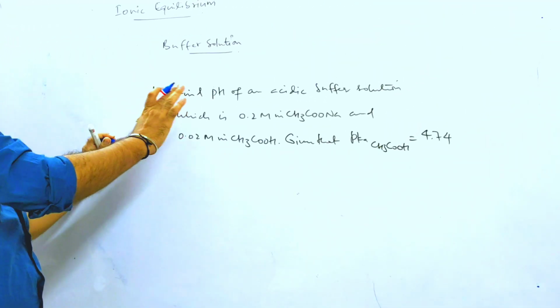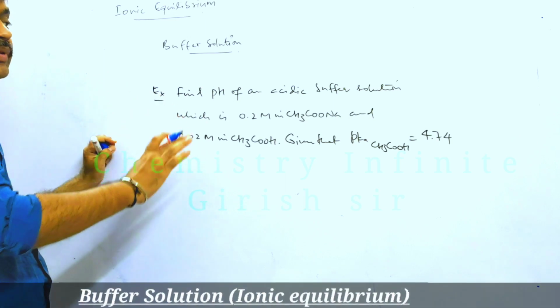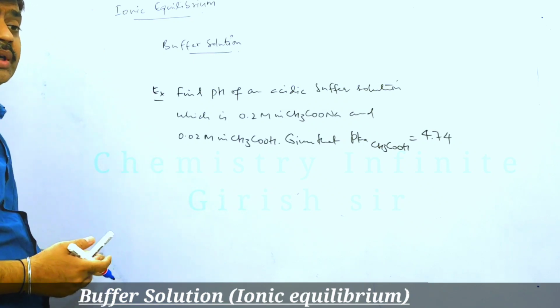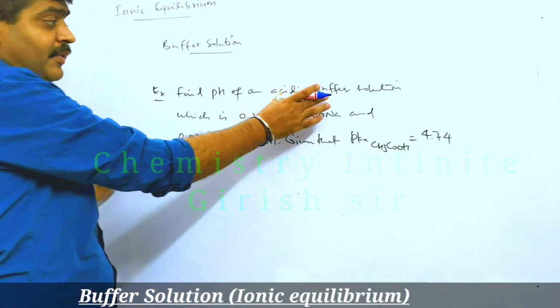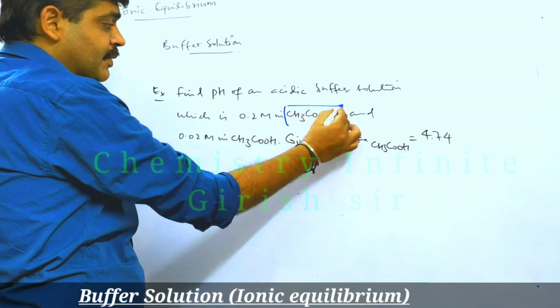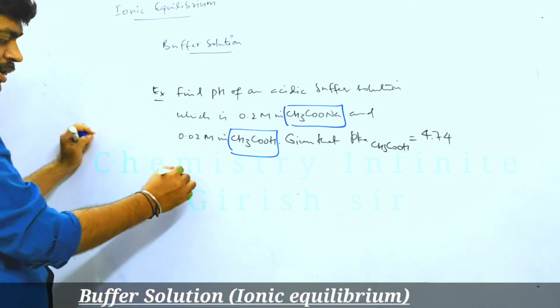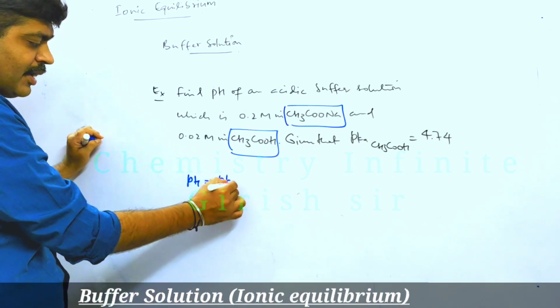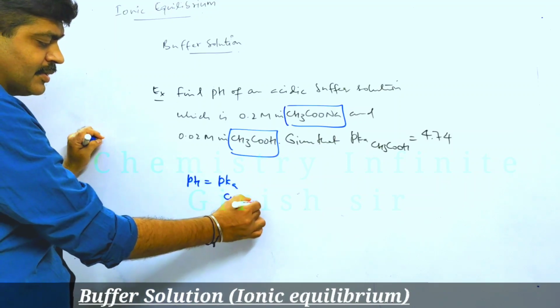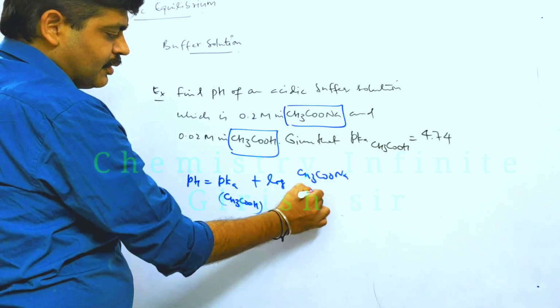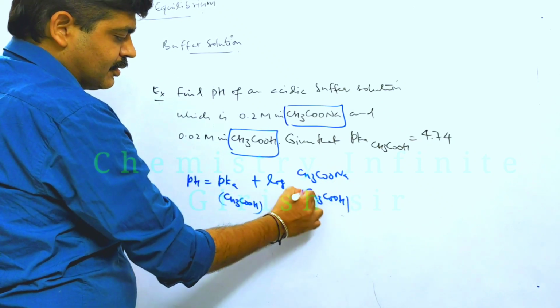Okay, let's take an example. Find pH of an acidic buffer solution. The question clearly specifies you have to find pH of a buffer solution. In certain questions, it is not specified that you have a buffer. You have to identify yourself. Okay, we have an acidic buffer solution here which is having these two components, a weak acid and its salt. So to find out pH, I'll use Henderson equation, pH equals pKa value of the weak acid, means acetic acid, plus log, here you write concentration of salt and here you write concentration of acid.